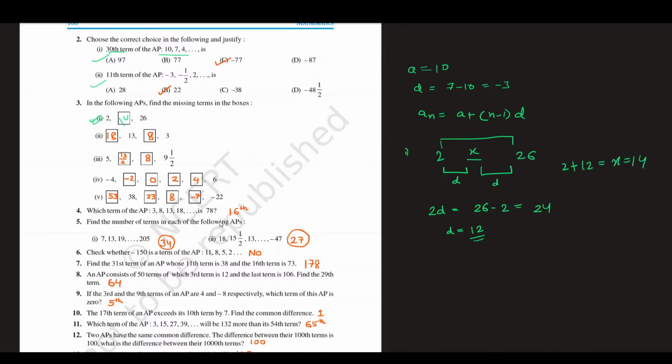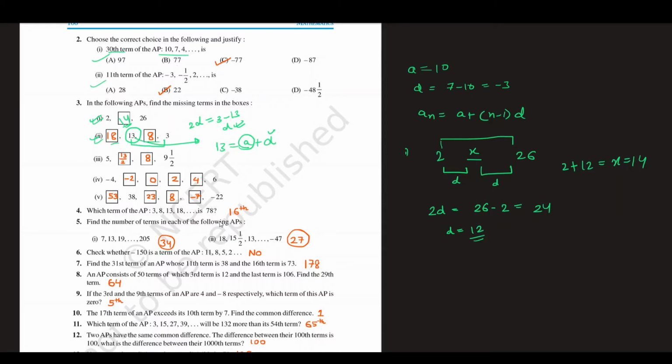Similarly, you can do all these questions. Suppose we do the second one. The difference between these two terms is again 2d. We get 2d = 3 minus 13, and we find d from here. Then just take this term and make 13 = a + d. Then we know the d and find out the a. So we can do all the parts.